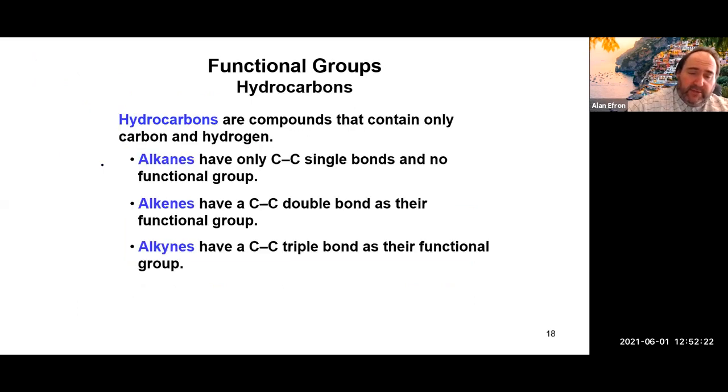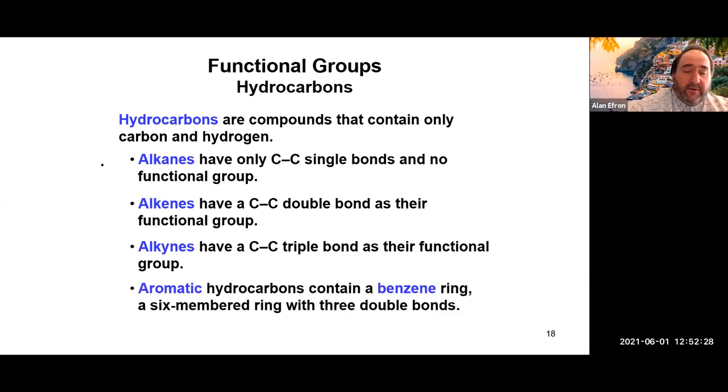So hydrocarbons, as I mentioned before, are pretty much like the name implies. They are compounds that contain only carbons and hydrogens, hence the name hydrocarbons. Alkanes have the carbon-carbon single bond, alkenes the carbon-carbon double bond, and alkynes the carbon-carbon triple bond. Aromatic compounds basically contain benzene, and benzene is a 6-member ring, kind of like the cyclohexane we just saw, but it contains 3 double bonds. So it looks something like that.